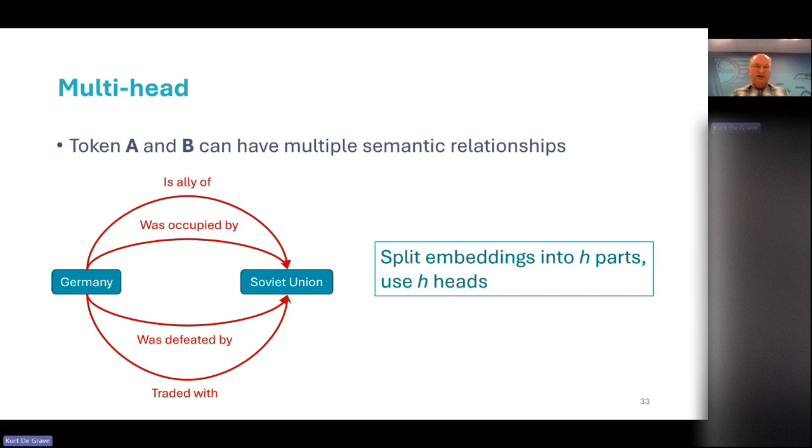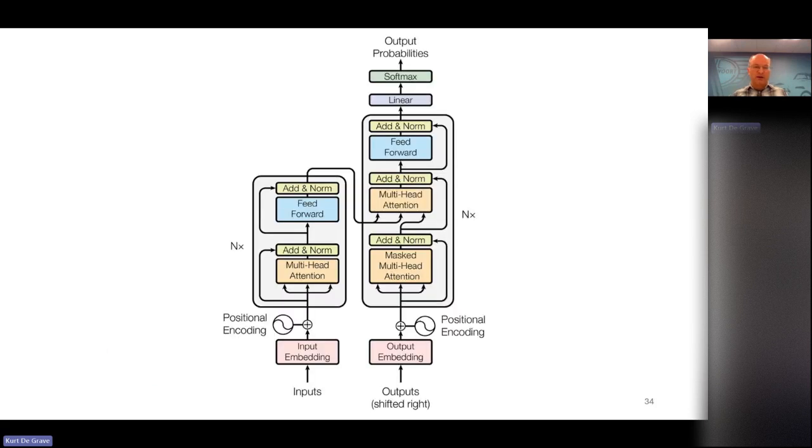Now, why multi-heading? That is, two concepts can be related in different ways. So, for example, these two countries have several different possible relations. And because of the multi-heading, we can learn to use those relations in different ways.